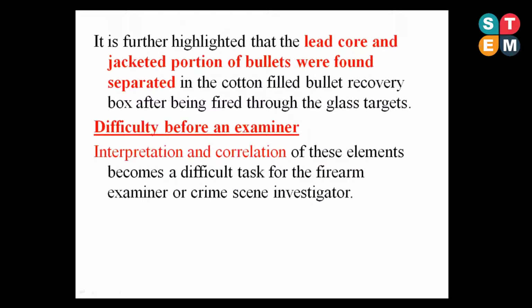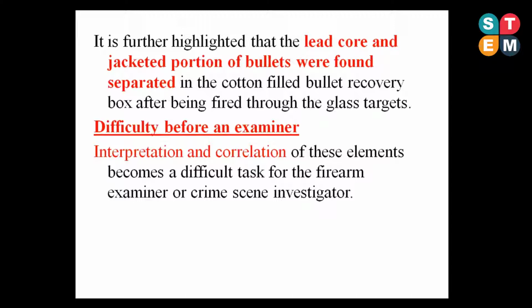After we fired a number of 8 mm bullets through the .315 sporting rifle, it was highlighted that the lead core and jacketed portions are separated from each other in the cotton filled bullet recovery box. There is a scientific reason: the lead core has more weight or density than the jacketed portion. That's why we get this lead core far away from the jacketed portion.